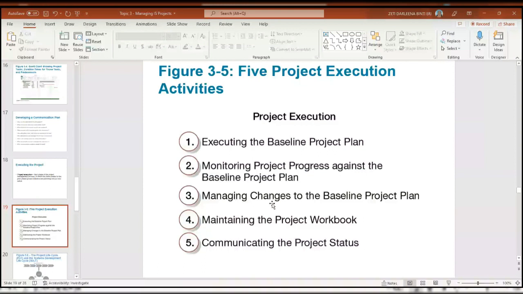Number 5, communicating the project status. So project, kita kena keep update lah klien kita, customer kita, apa progress kita. Kena update kita punya management team juga apa progress kita. Sebab dia pun akan monitor kita punya performance while executing the project. So communicating the project status also keeping the project in check. Project status. Kalau tak nanti, it also can be salah satu faktor untuk project failure.